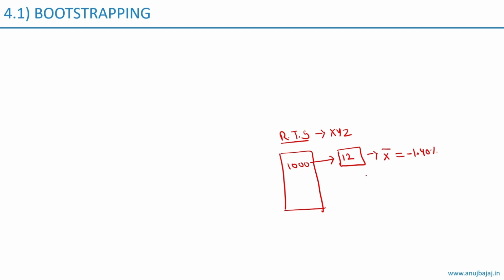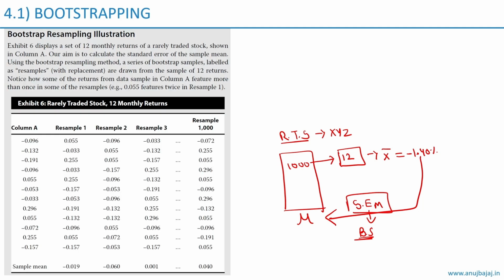We are required to find out how much the sample mean deviates from the population mean. That is, we are required to find out the standard error of the mean, and we will be using the bootstrap resampling method to find out the standard error of the mean. So let us read the example.